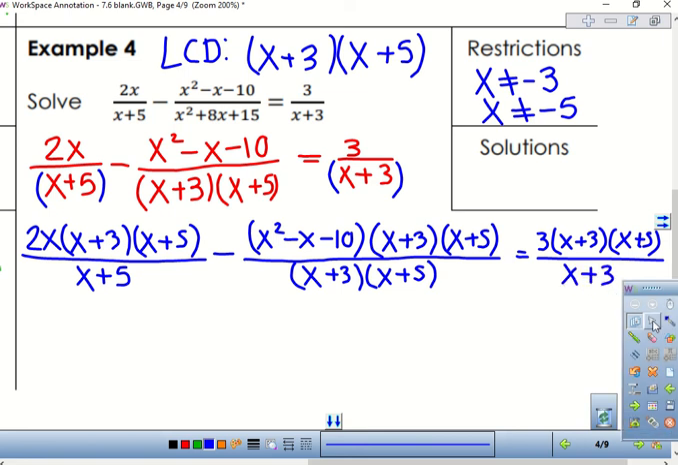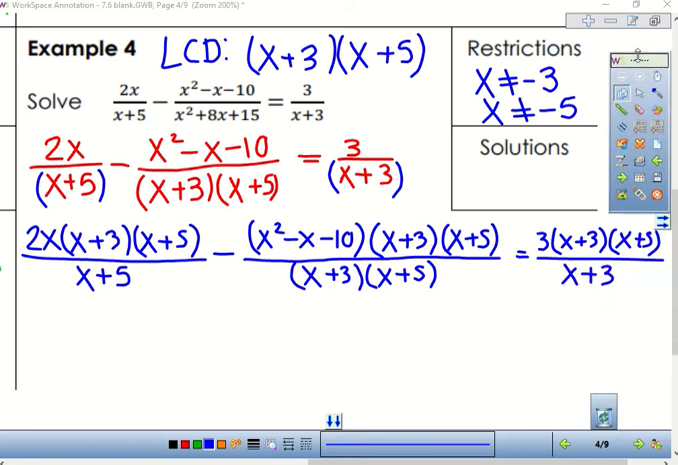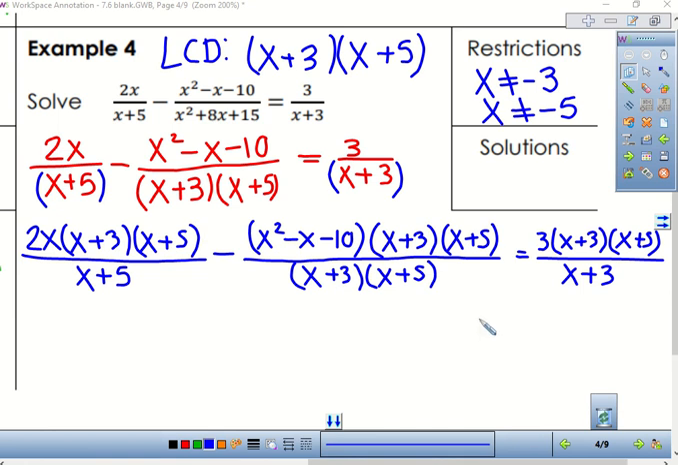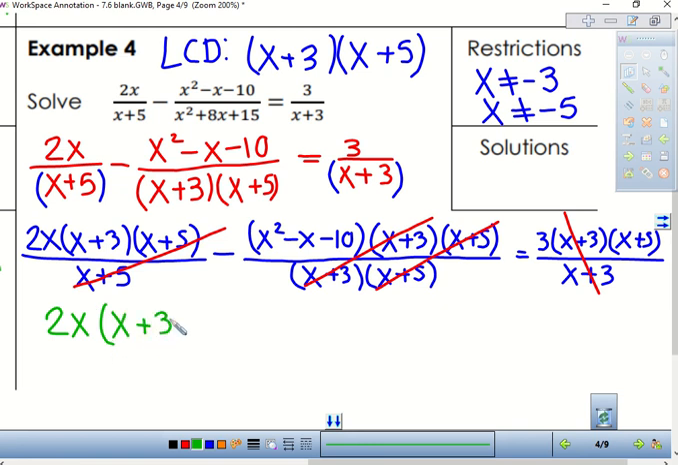I think I did everything right. I just double check. I multiplied everything by x plus 3, x plus 5, and now we're ready to cancel out. So in this one, the x plus 5s are going to cancel out. This one, the x plus 3s and the x plus 5s. And in this one, the x plus 3. You know you've done it correctly if your denominators are gone, which they are. And now you rewrite what is left, which is 2x times x plus 3.